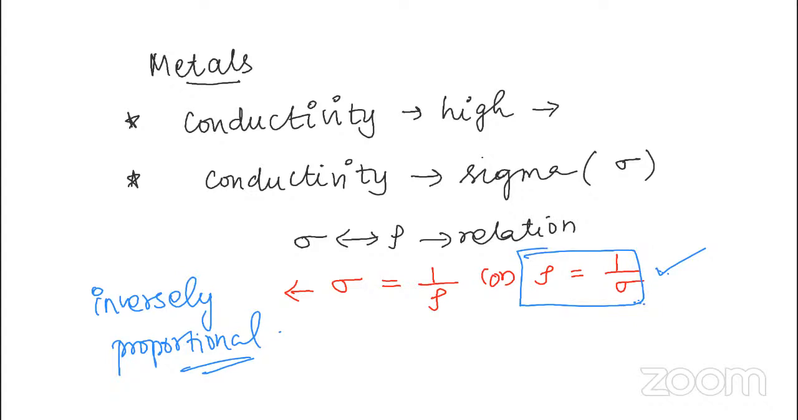For metals, we have seen two points. The conductivity of a metal should be high. Metals have a high conductivity and it is represented by sigma.